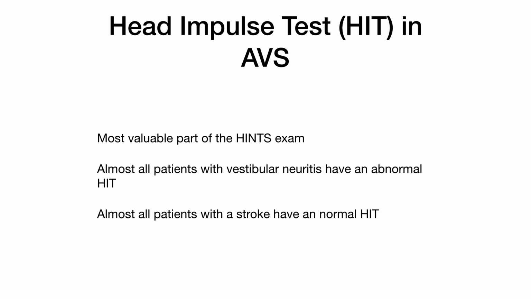It's counterintuitive that a normal finding is more worrisome than an abnormal finding. A lot of people get hung up on this one, so make sure you understand. In acute vestibular syndrome, an abnormal head impulse test almost always means vestibular neuritis, and a normal head impulse test means you are worried about a stroke.